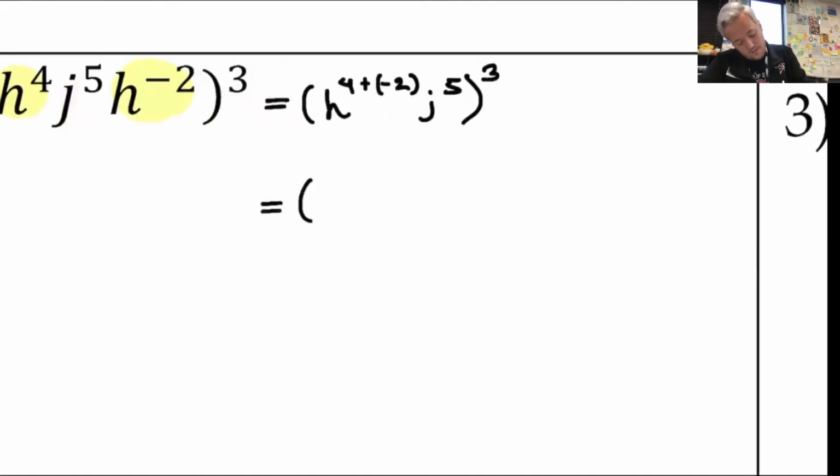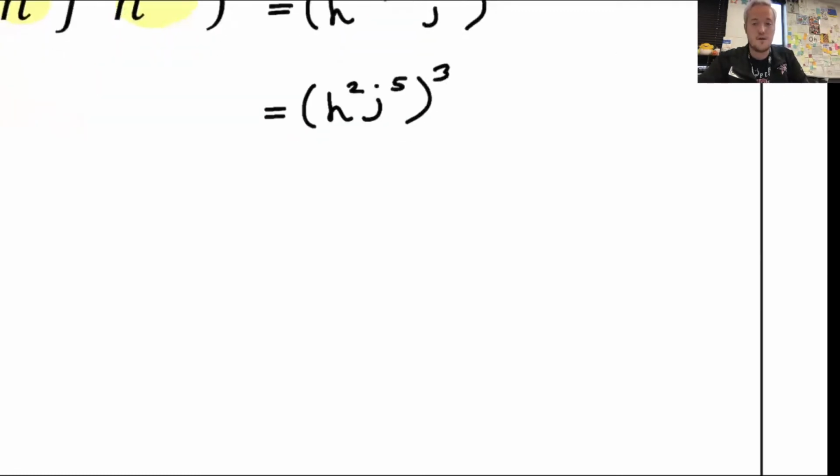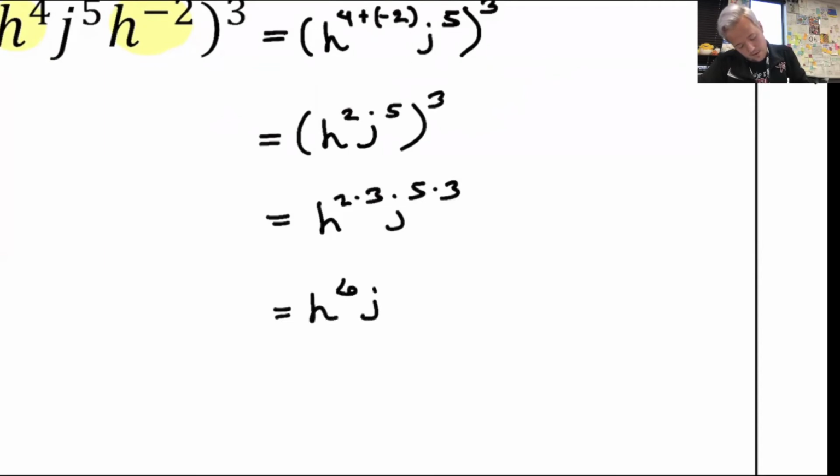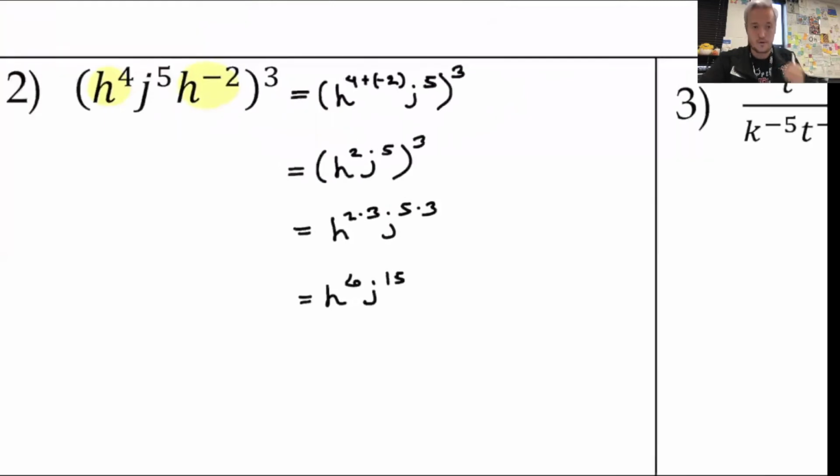So when I simplify that, we're going to have h to the 4 minus 2, which is h squared, then j to the 5th, all raised to the 3rd. Then you can simplify, but distribute that 3. So we're going to have h squared times 3, then j to the 5th times 3. So when you simplify, 2 times 3, which gives you 6, then j to the 5 times 3, which gives you 15. So that would be your simplified answer.